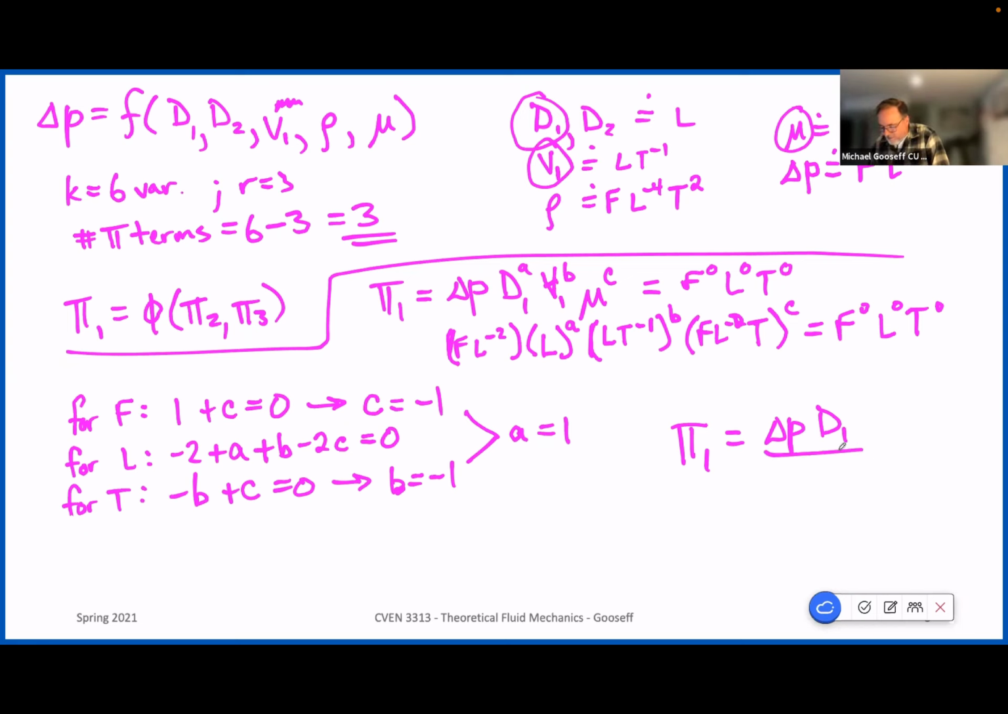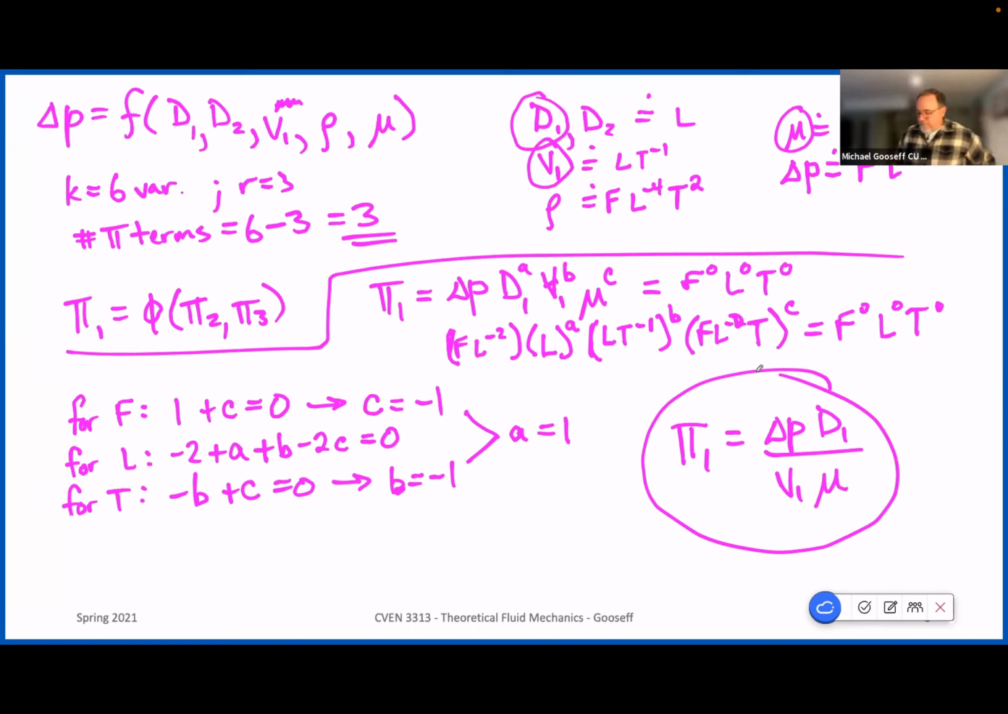And then we divide by, and we've got two things in the denominator, right? Whatever B is the power for it, so in this case that's V1. And then we have C as well, so that's mu. Okay, so there's our pi 1 dimensionless number that would go into this equation right here.